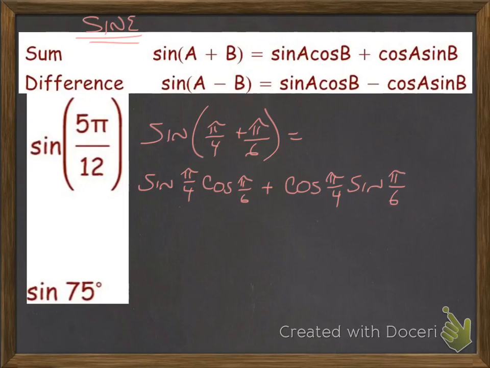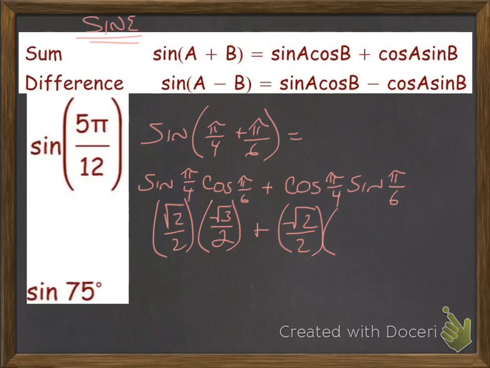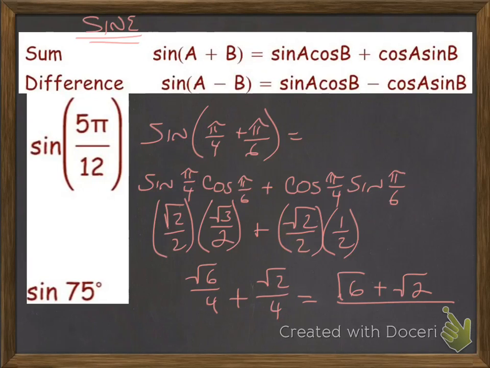Sine of pi over 4, well the y value of pi over 4 is square root of 2 over 2. My x value of pi over 6 is square root of 3 over 2, plus square root of 2 over 2, and my y value of pi over 6 is 1/2. So I have square root of 6 over 4 plus square root of 2 over 4, which is equal to square root of 6 plus square root of 2 all over 4.